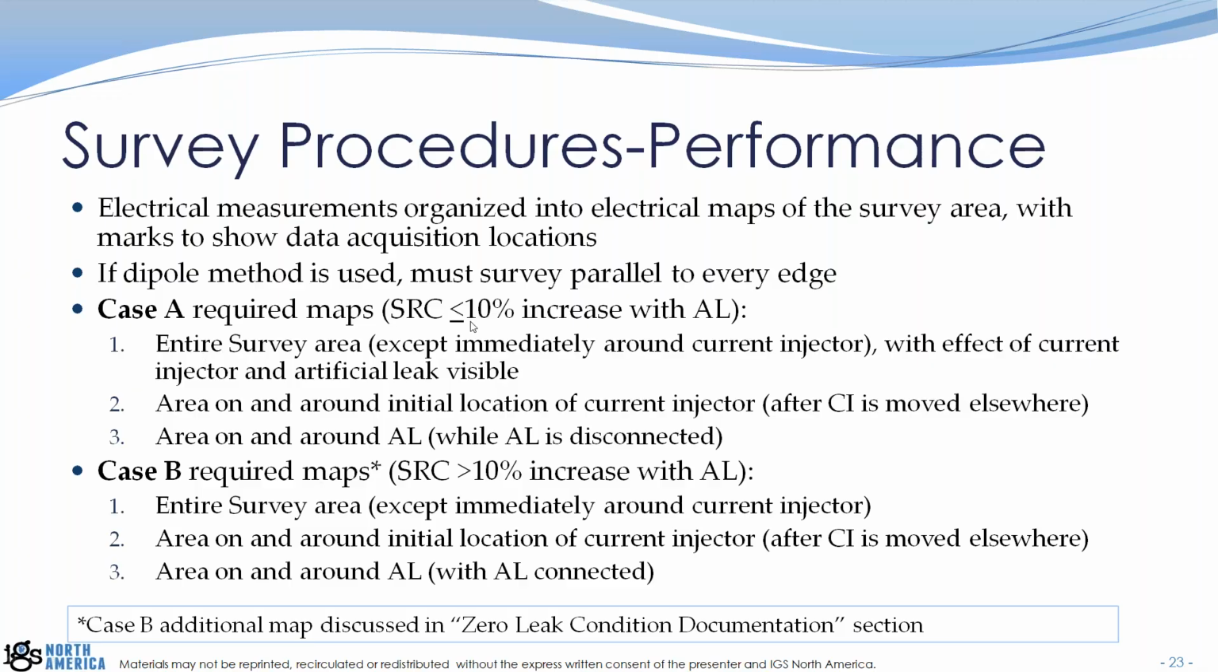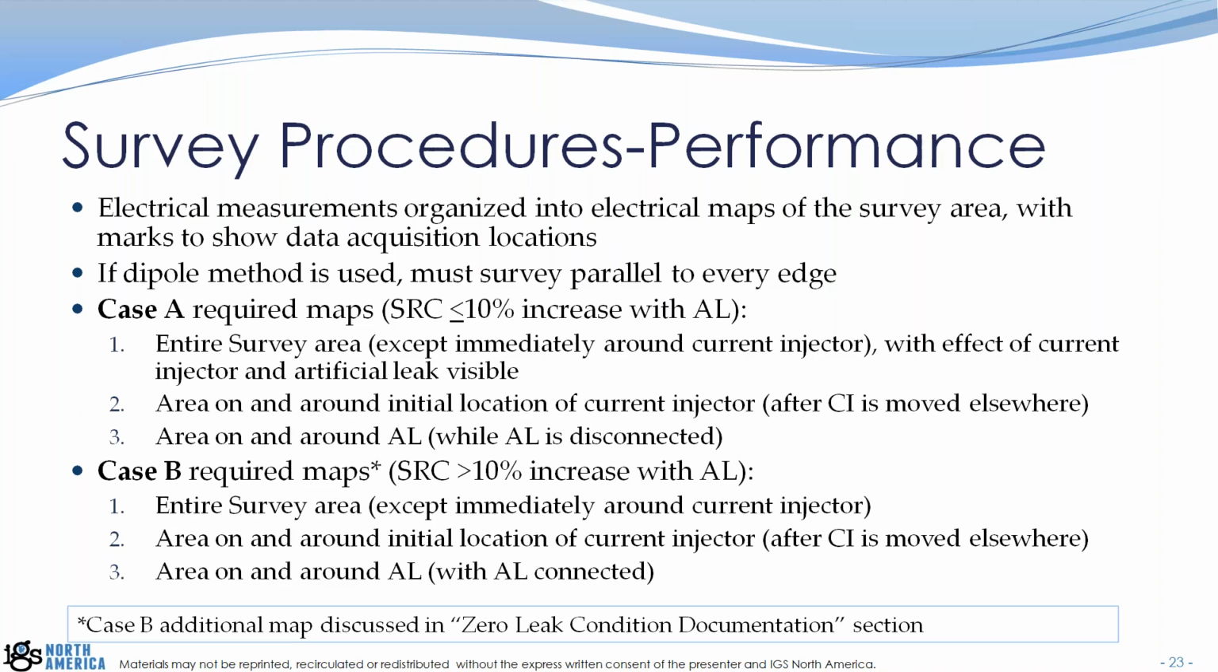So the required maps for case A are if the artificial leak is left in during the survey. So we have the entire survey area. So you should be able to see the current injector and the artificial leak. And then the second map is the area around the current injector after you move the current injector to a new location. The third map is the area around the artificial leak with it disconnected. So that area around the artificial leak on the original survey is not valid because it shows the artificial leak.